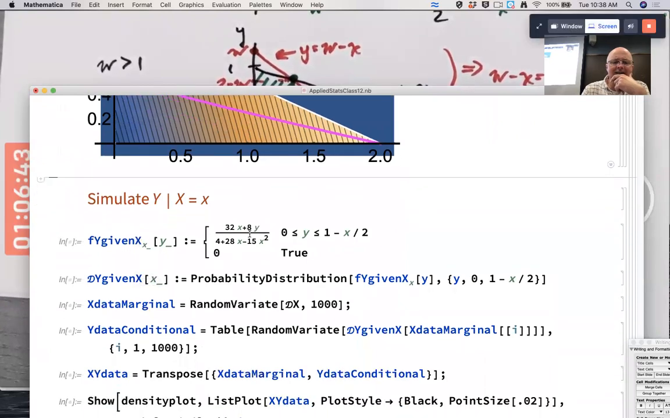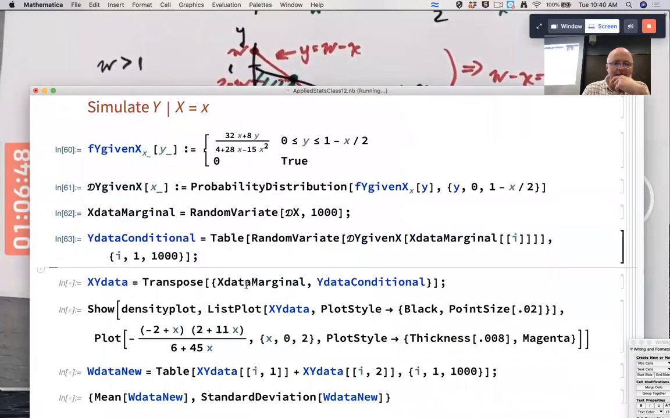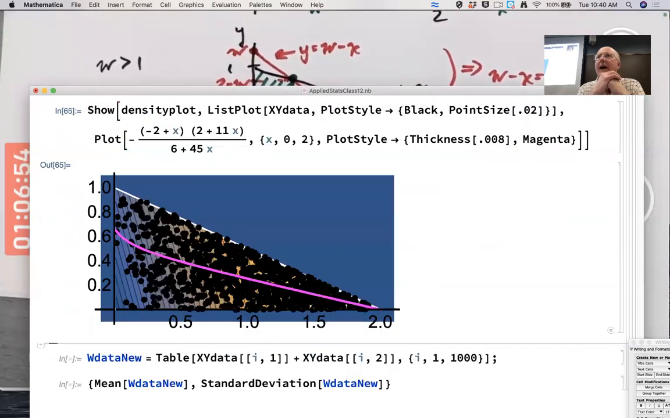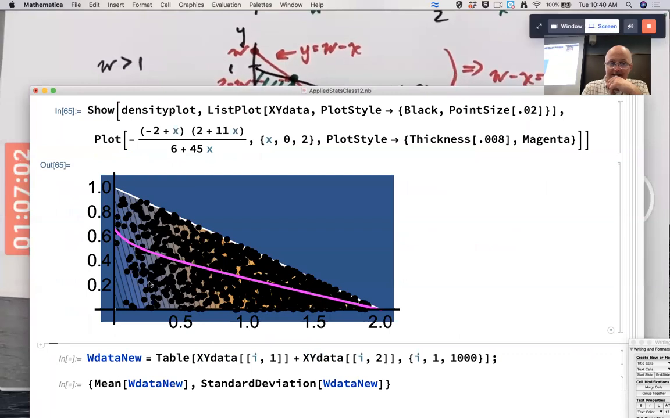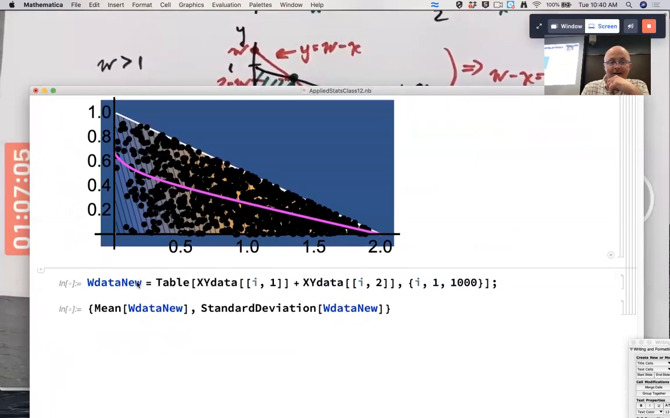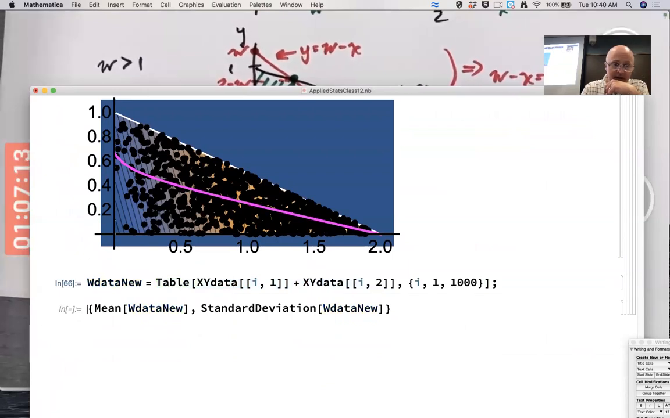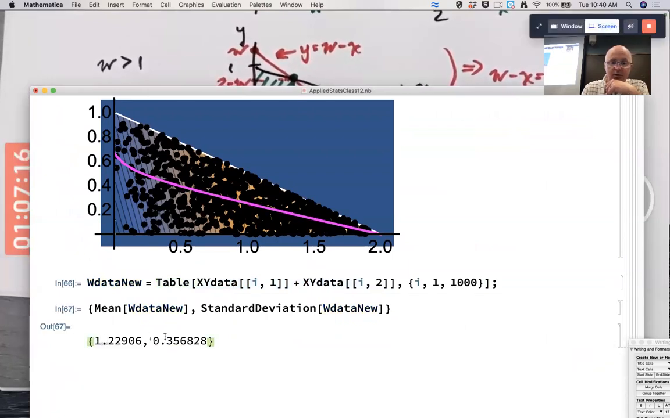But how do you simulate that? That's all this stuff, and I'm not going to take time to explain it. But there we have simulated data for the joint distribution, matching the density, the joint density being more dense down here and less dense over here. And this is finally where I'm taking that simulated data and adding the x and y coordinates essentially. And this is the final confirmation. This is close to 1.2 and this is close to 0.37, without getting into details of fully explaining everything.